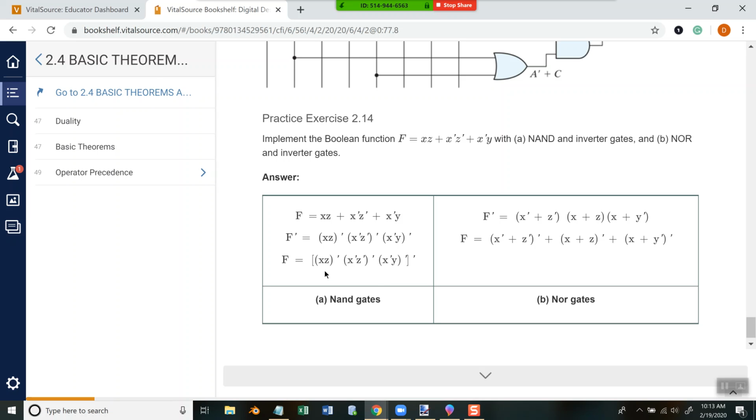Then, down here, to undo the complement, you have to take the complement of it. So they just put a bracket around all of that and take the complement of that. And then that's in the form that we saw up above, of our NAND gate.